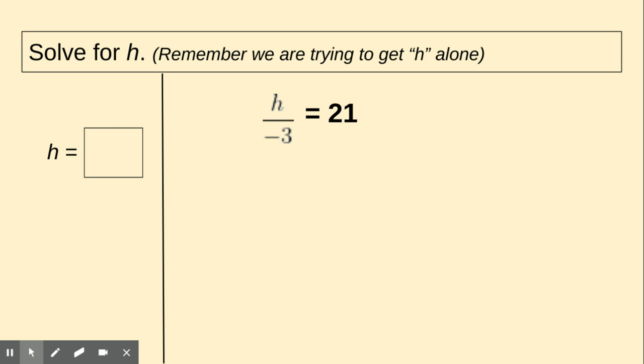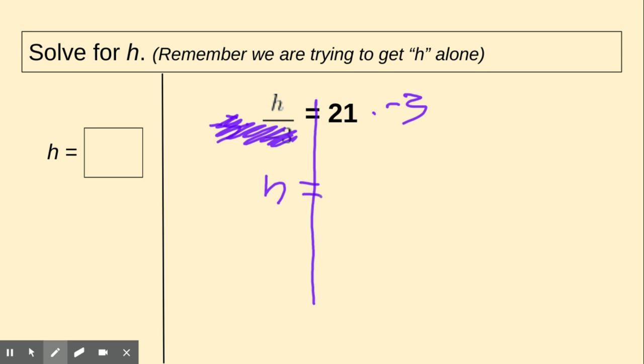And our last problem for the day: h divided by -3 equals 21. We know it's dividing by -3 on the left side of our equation. What is the opposite of dividing by -3? The opposite will be multiplying by -3. So we're going to multiply -3 on each side of the equation. Those cancel each other out. Now we have h by itself. 21 times -3 equals -63. So h would equal -63.